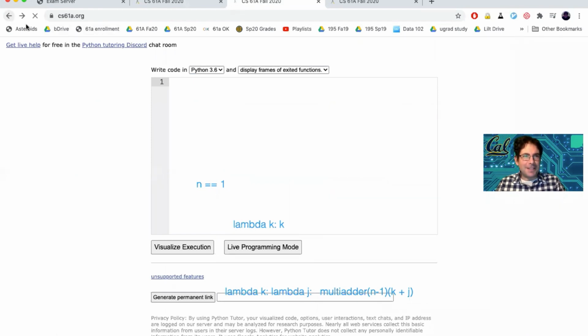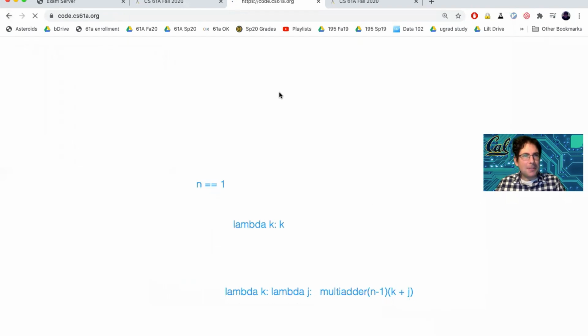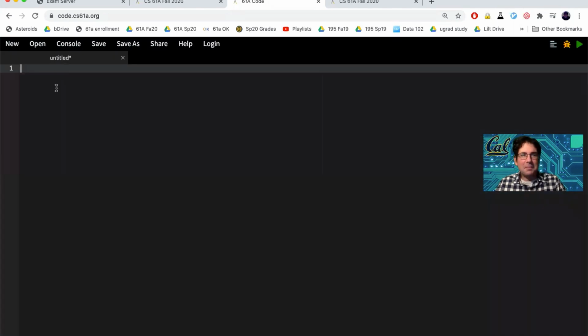There's a separate interface, which is almost the same, called code.cs618.org. Some people like it more, but it does the same thing as Tutor. So just use the Tutor, and then you don't have to worry about it. But you are not allowed to use external applications like IDLE or an IDE or something like that. You do have to write code yourself.